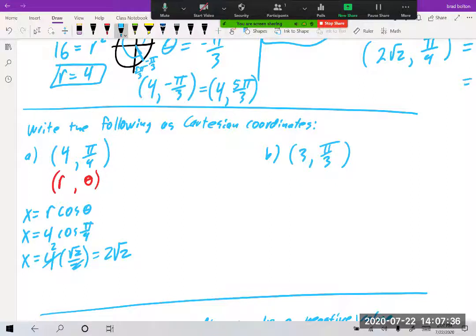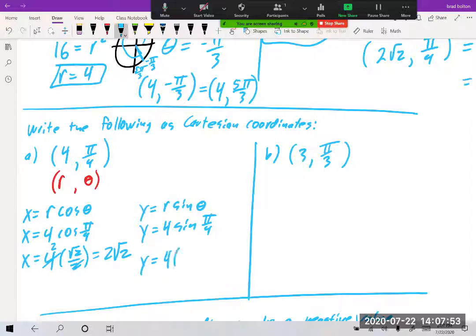Now we do y, similarly. y equals r sine theta, because y is associated with sine. So then we have y equals 4 times the sine of pi over 4. So then y equals 4 times square root 2 over 2, which is equal to 2 square roots of 2. Same as before, right? So then our coordinates are 2 square roots of 2 comma 2 square roots of 2.